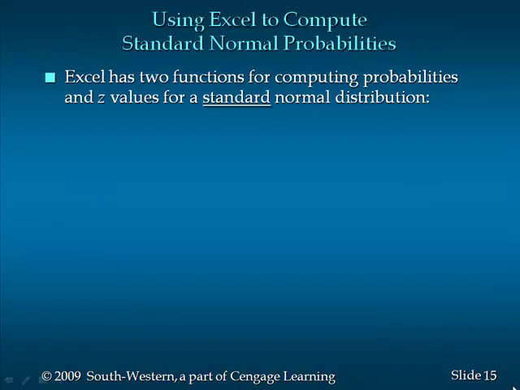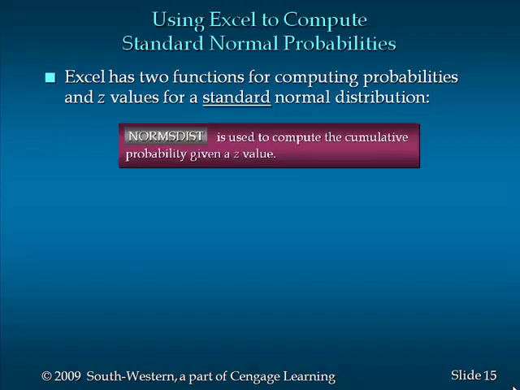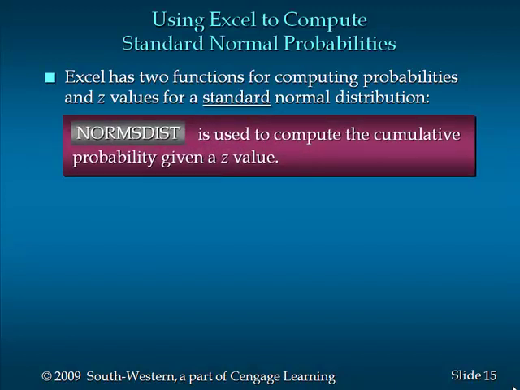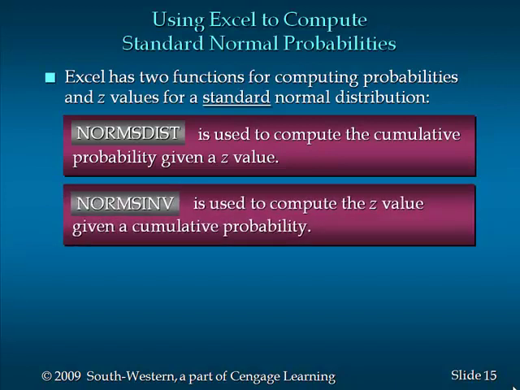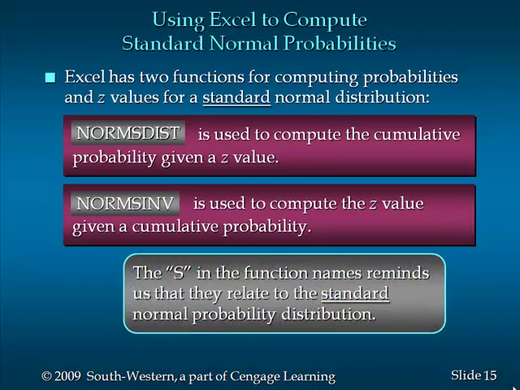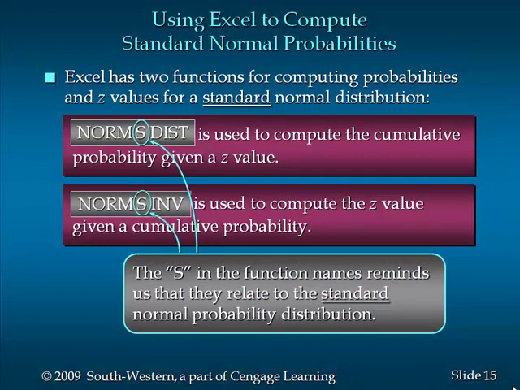There are 2 functions in Excel that make computing probabilities under the standard normal curve and Z-scores an easy task. They are NORM.S.DIST and NORM.S.INV. Both functions apply to the standard normal curve, which has a mean of 0 and a standard deviation of 1. The S in the name of each function reminds us that these 2 functions apply to the standard normal curve. Next, I'll demonstrate these 2 functions in Excel.